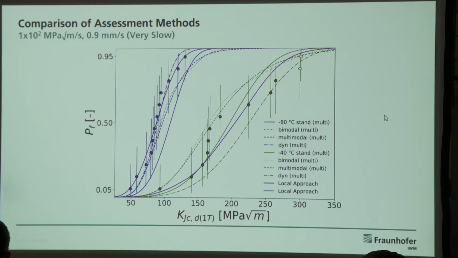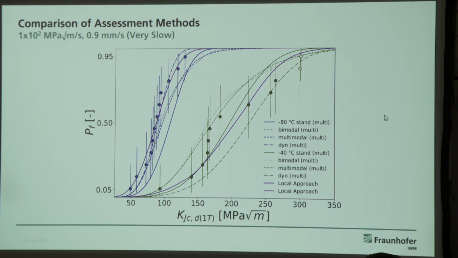Okay, so what happens if we increase loading rate a little bit? I would characterize this as very slow. So we're at 100 MPa root meters per second. We see the solid line, which is the standard master curve approach, matches quite well, actually. In this case, at negative 80 degrees, we are not conservative again, so it doesn't work that well in terms of assessment. The alternative distribution functions, the dotted and dashed lines, very similar here again, are a better assessment method compared to the standard approach here as well.